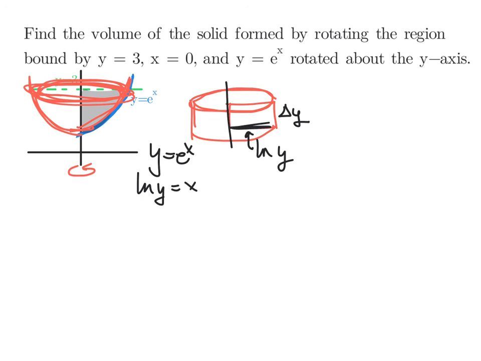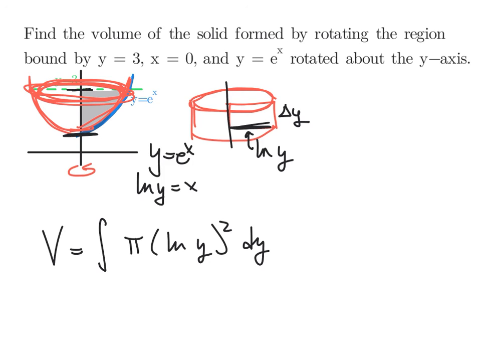So let's set up our integral. The volume is going to be pi r squared, where our radius is natural log of y, and then the depth is dy. We need this definite integral to span over an interval. It's all in terms of y, so we want to see it go from here to here. On the top end, that's our green line, y equals 3. And on the bottom end, that's where y equals e to the x has its y-intercept, which is at 1.